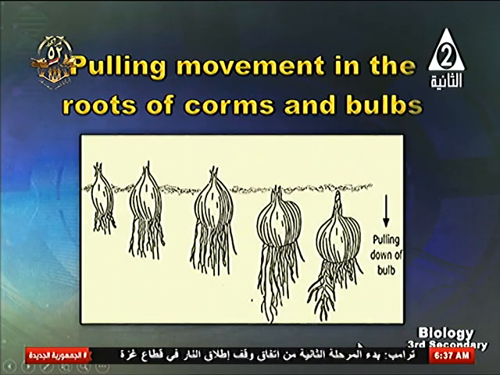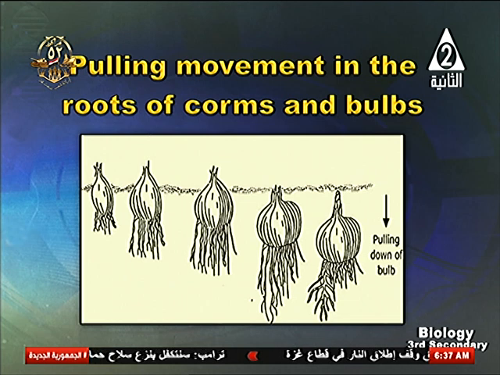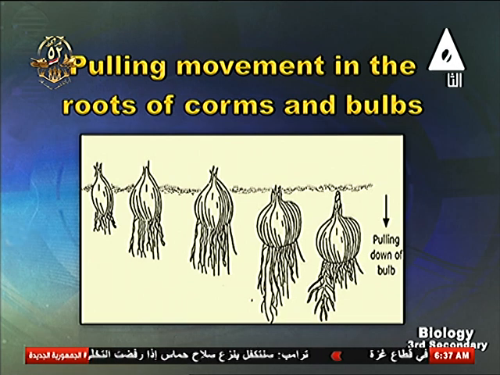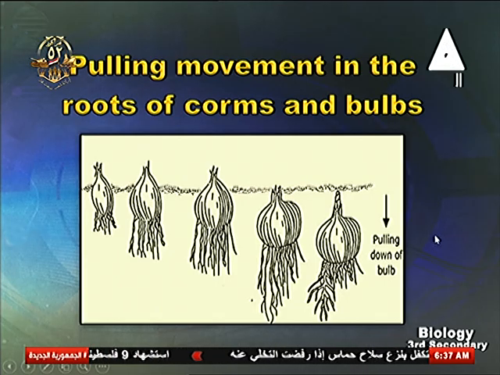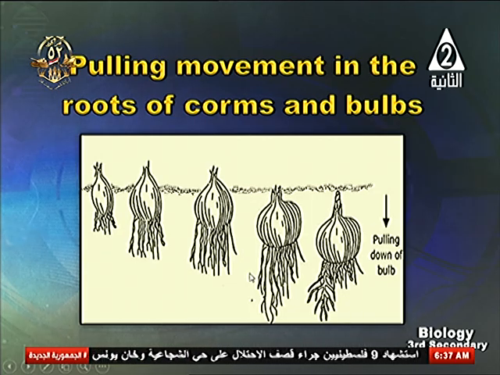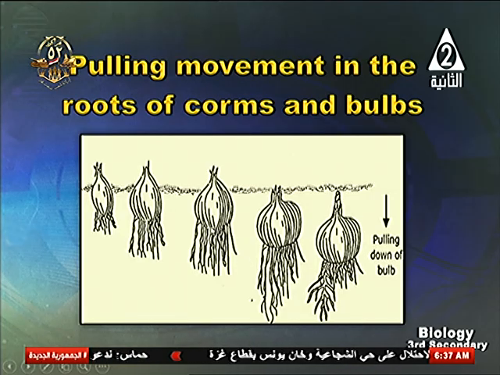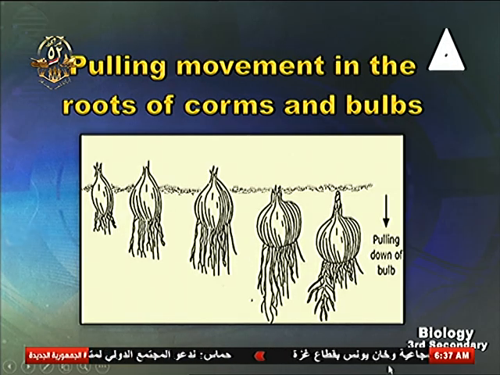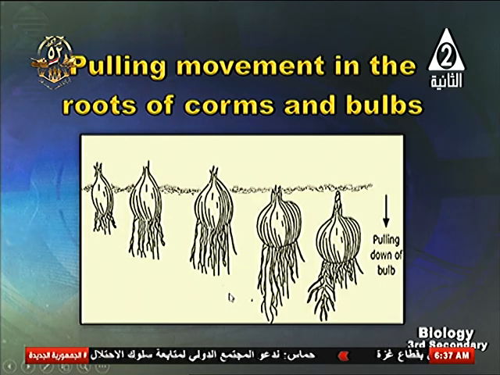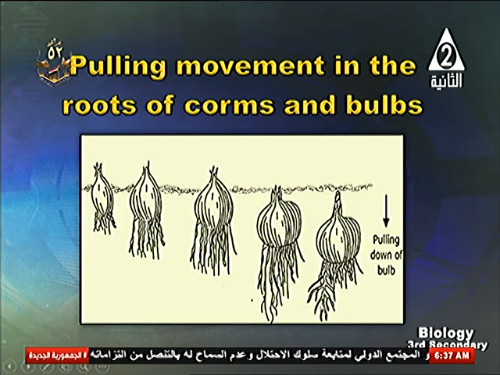Okay. Pulling movement in the roots of corms and bulbs. This is an example of one of them. It occurs by pulling roots below them. The corm or bulb roots contract, meaning shrink. Therefore, the plant is pulled downward, as you see in this picture. The corm or bulb is pulled downward to the normal suitable level in the soil.